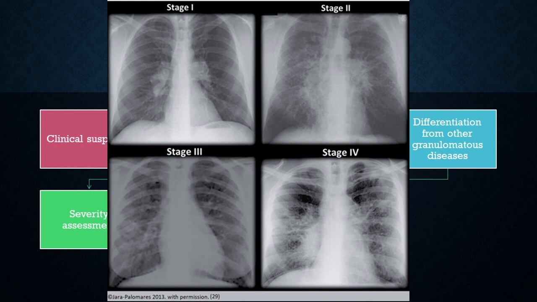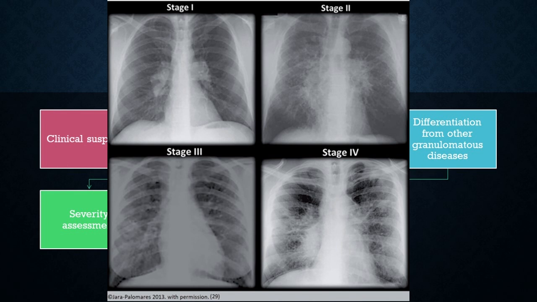Stage 1, as you can see, is bilateral hilar prominence. You just have bilateral hilar prominence, no parenchymal involvement. And the key thing to remember here is that without treatment, 70% of them resolve. So it doesn't require treatment, unless there is lung function impairment or significant symptoms. If someone is having fever or gross fatigue, don't say stage 1, I won't treat you.